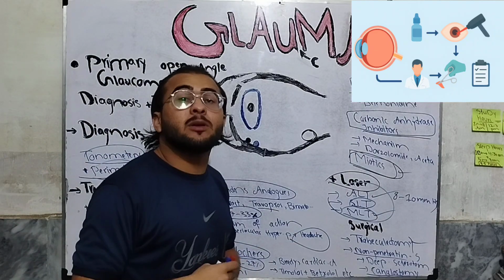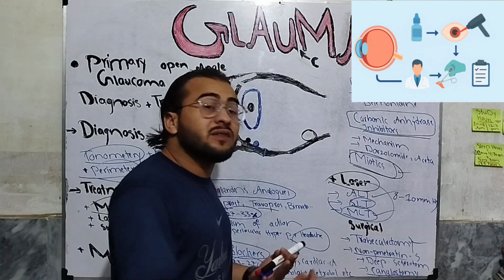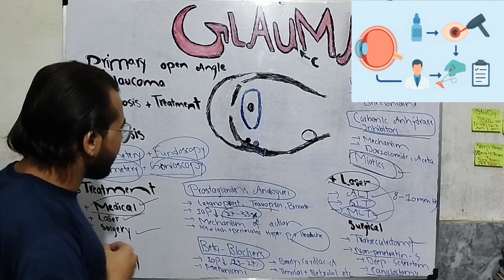Okay, so this was about primary open-angle glaucoma. Previously we discussed its details, its pathogenesis, clinical features, and now we have discussed the diagnosis and treatment.